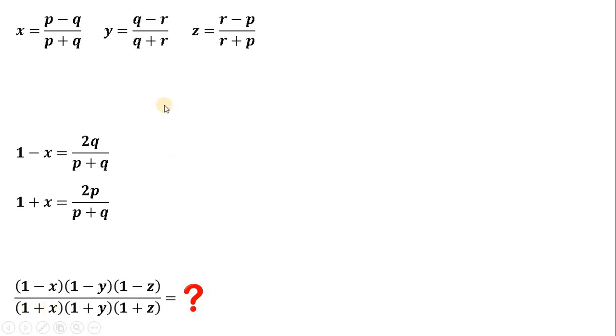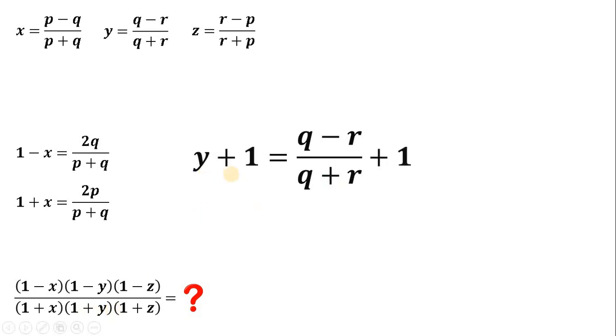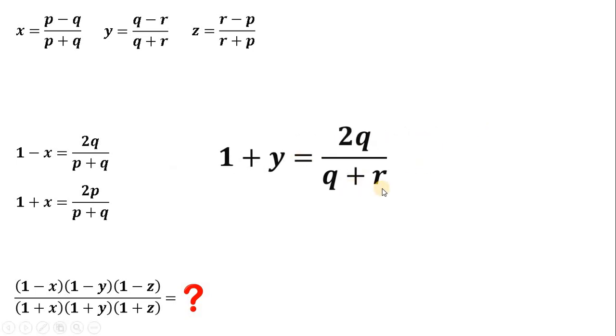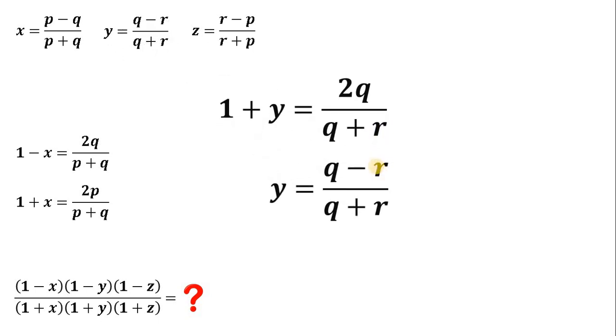Actually, we will do the same thing on the second equation. So we want 1 plus y, so let's add 1 on both sides. y plus 1 is the same thing as 1 plus y. Now this 1 can be written as (q plus r) all over (q plus r). And now we have the same denominator, so we can combine them. Copy the denominator, then add its numerator. Now take note that this negative r and positive r cancel out, so this is just 2q all over q plus r. Now, how about if we subtract 1 on both sides?